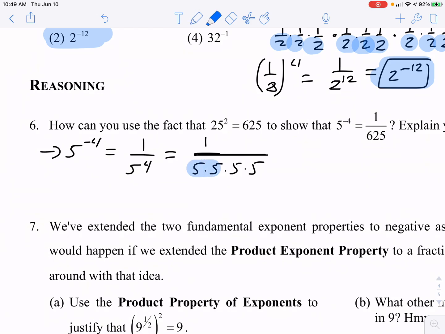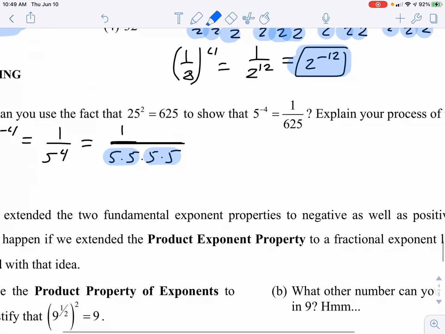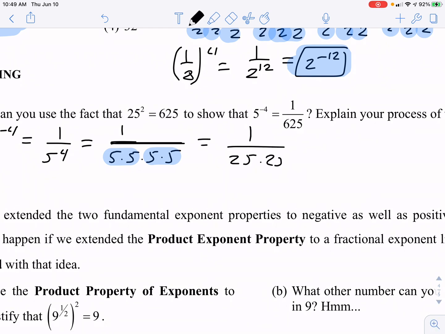But if I group these, 5 times 5 is 25, isn't it? So this is also the same as 1 over 25 times 25. And what did we just tell you? 25 squared is 625.